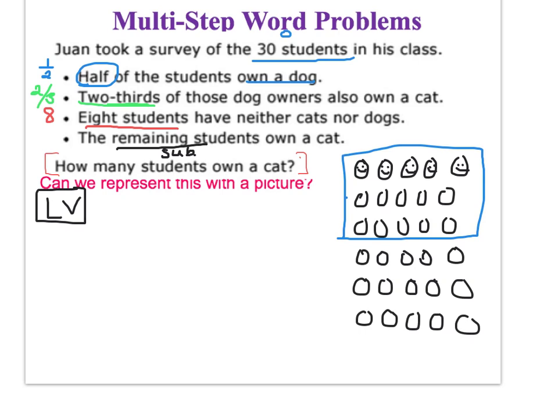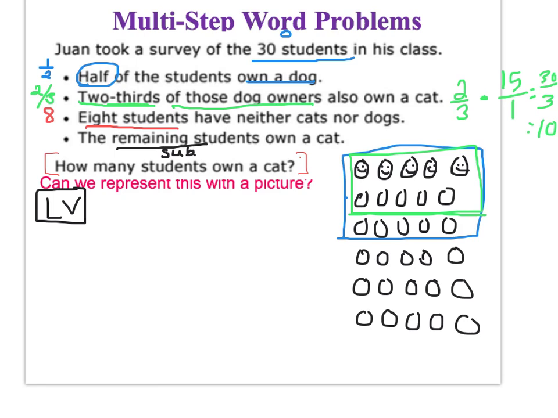Now the next part is 2/3 of the dog owners, not of the whole class. So now that I have all of these dog owners, I'm going to break them up into 2/3. So in order to figure out the exact amount, I want 2/3 of the 15 dog owners. Again, a fraction of a total, I can multiply. I get 30 divided by 3, which gives me 10. So this group right here owns a cat as well.